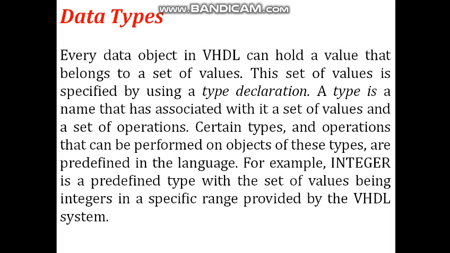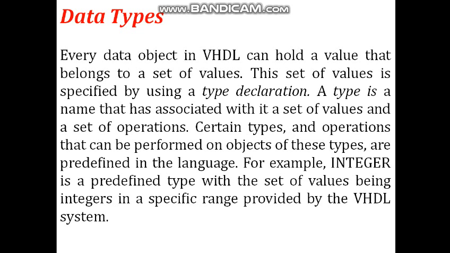A data type is simply, as we can say, any data object that will be stored to perform a certain operation. The different types of data that will be used, that is called data types. Every data object in VHDL can hold a value that belongs to a set of values. This set of values is specified by using a type declaration.